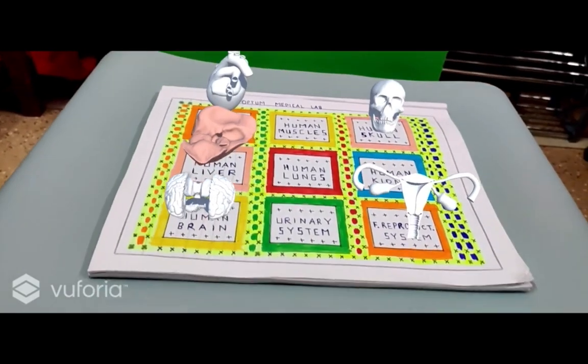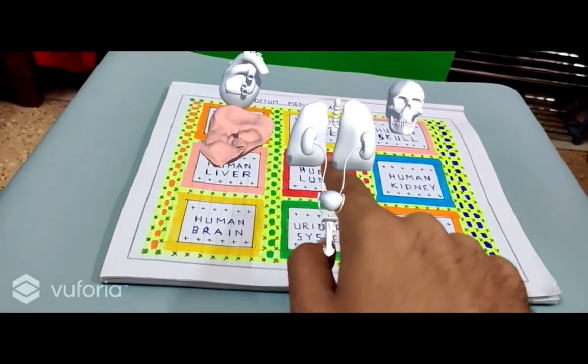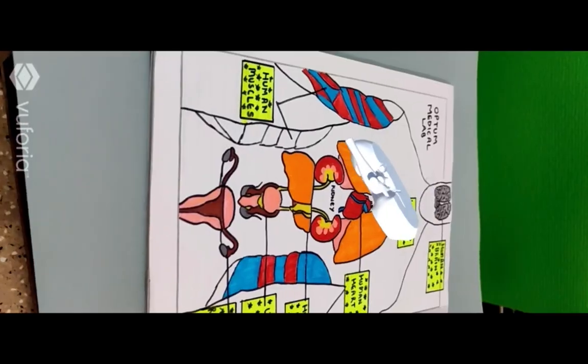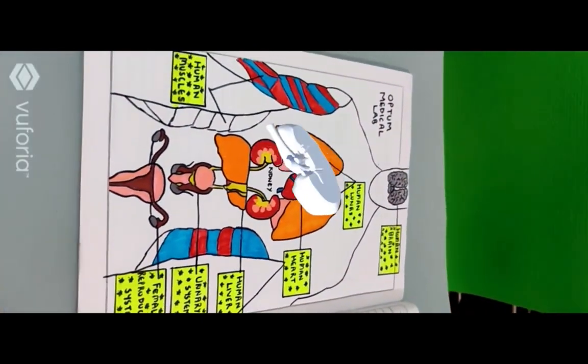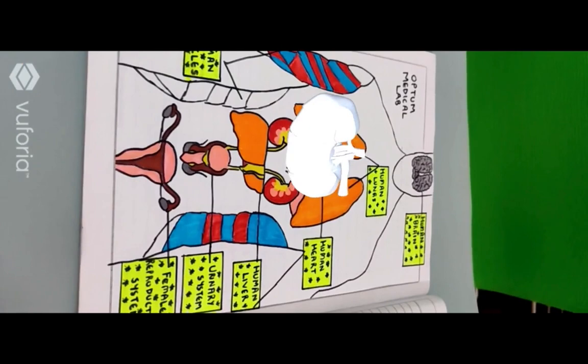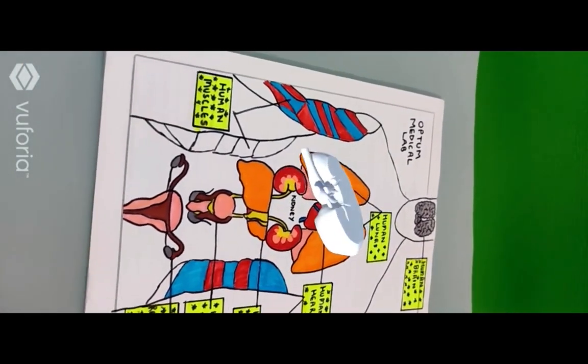Well, as you can see, this completely reduces or eliminates the need for having a physical model present for any student or any doctor. As you can see here, this is a human body that we have. It's just a diagram. But what this application and our product does is it gives you a 3D representation of each and every anatomy model.